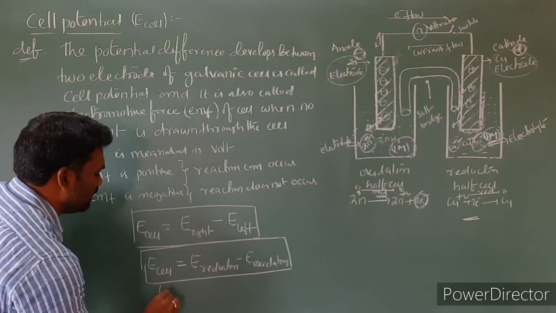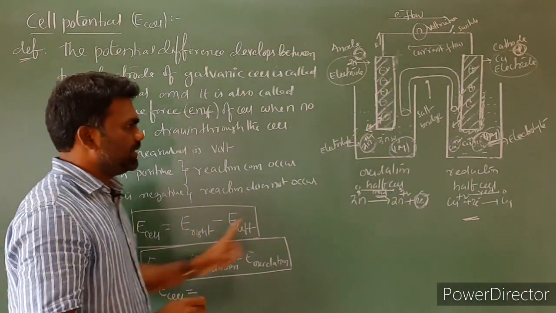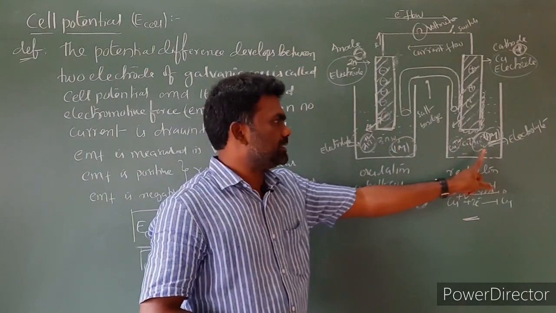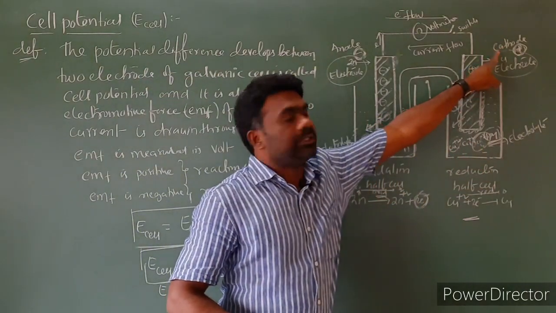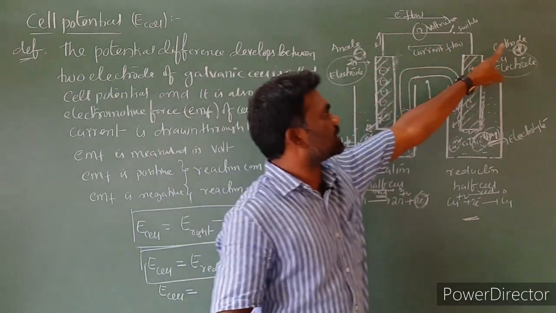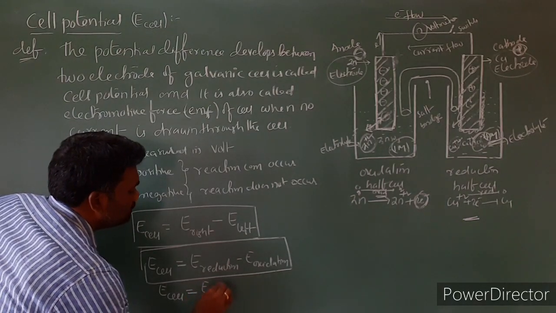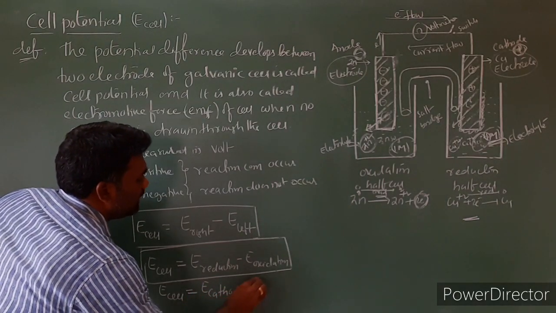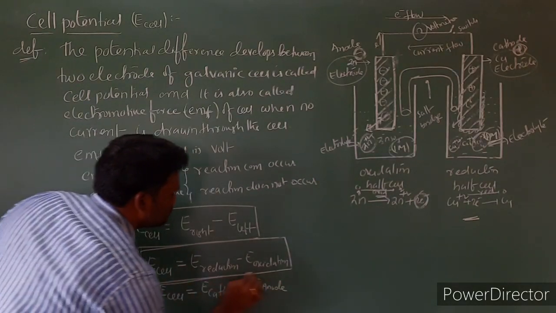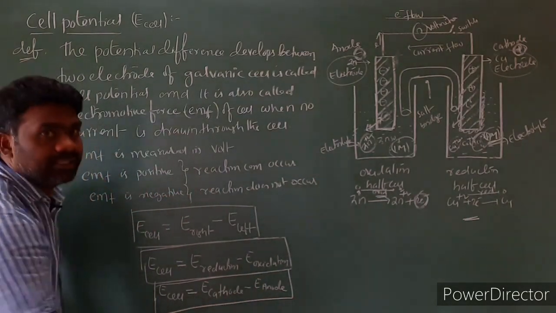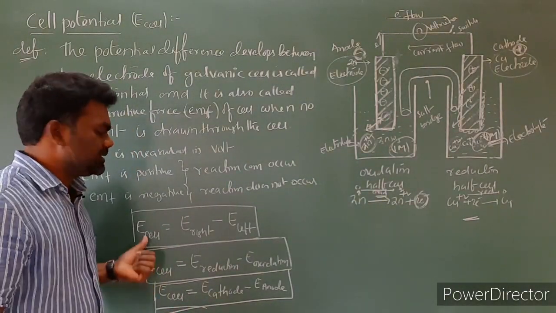Otherwise, you can use another formula for E cell. All meanings are the same. Right is where reduction takes place, and left is where oxidation takes place. The right side is the cathode and the left side is the anode. So E cell is E cathode minus E anode. We can use this formula also to calculate the cell potential.